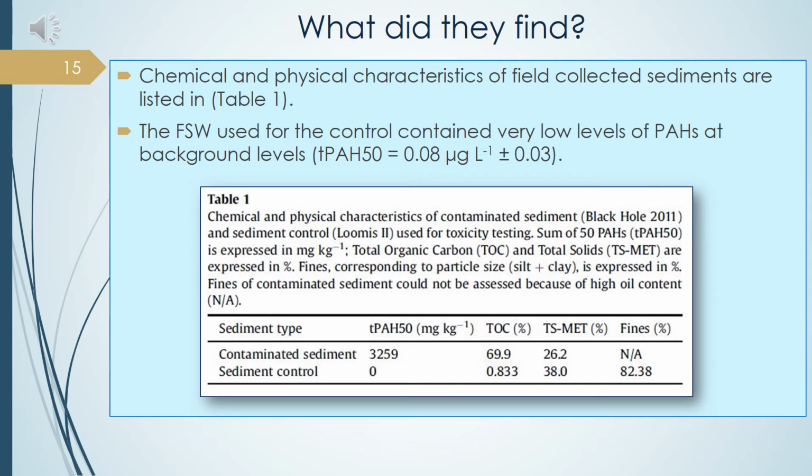So what did they find? Well, the chemical and physical characteristics of the field collected sediments are listed here in Table 1. The filtered seawater used for the control contained very low levels of PAH, which is the polycyclic aromatic hydrocarbons, at background levels, where the total for all 50 individual PAHs was 0.08 micrograms per liter, plus or minus 0.03. Note that the fines, which is clay plus silt, of the contaminated sediment could not be assessed because of the high oil content. So that's why you see an NA under the fines for the contaminated sediment.